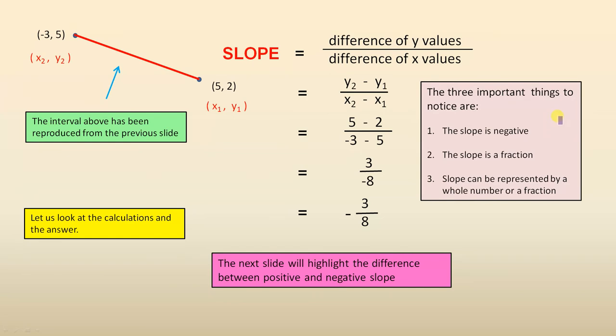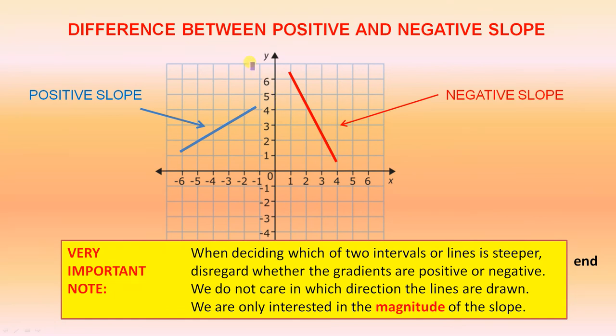The 3 important things to notice are the slope is negative, that's the negative sign. The slope is a fraction, 3 over 8. Slope can be represented by a whole number or a fraction. The next slide will highlight the difference between positive and negative slope. So, the first interval that we looked at sloped in that direction, and it had a positive slope. The next interval sloped in that direction, and it had a negative slope.